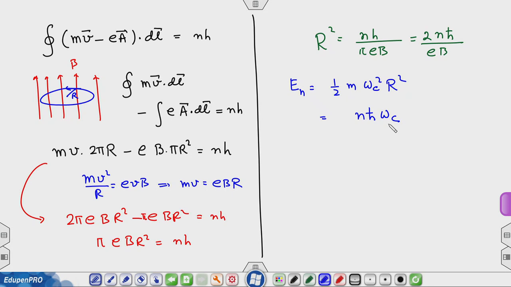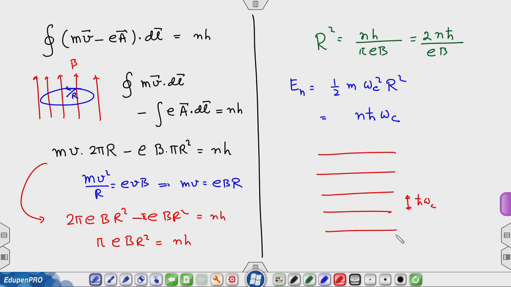So, applying the Wilson-Sommerfeld quantum conditions, you get the energy spectrum, which is like harmonic oscillator spectrum separated by h cross omega c, and these are different Landau levels, which we had obtained earlier by solving the Schrodinger equation.